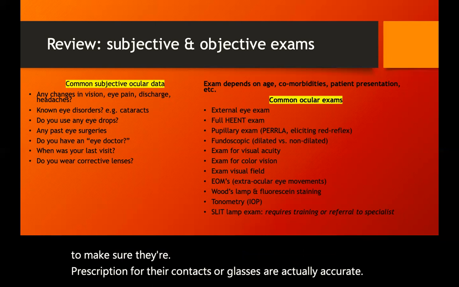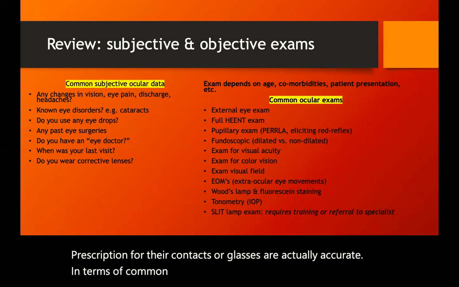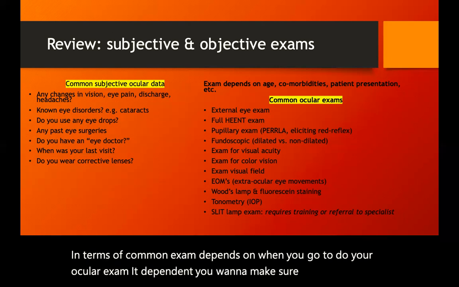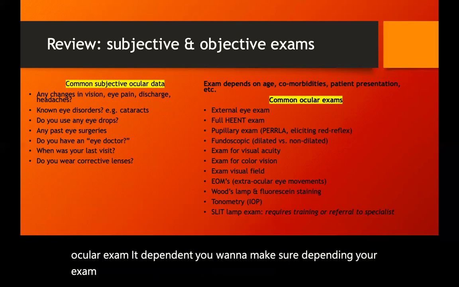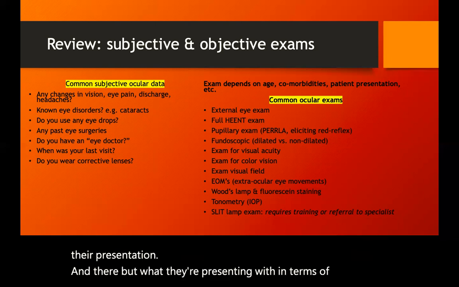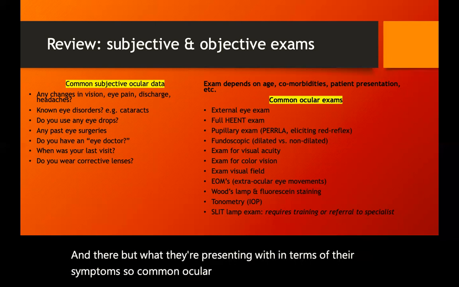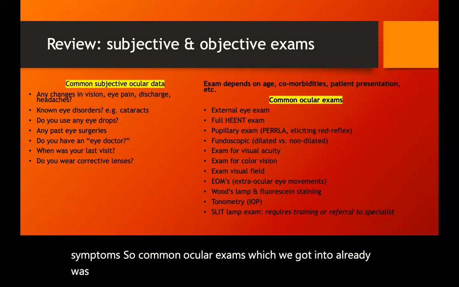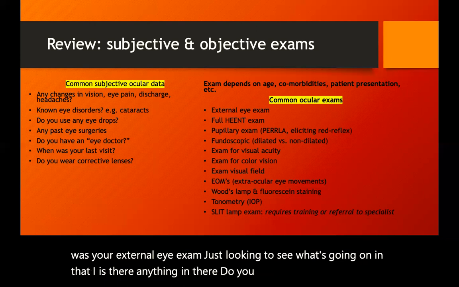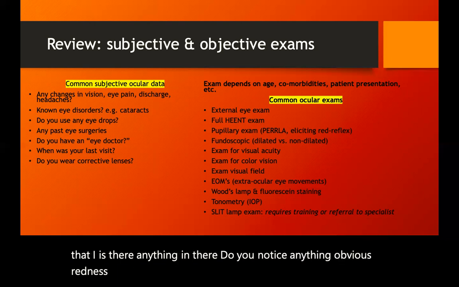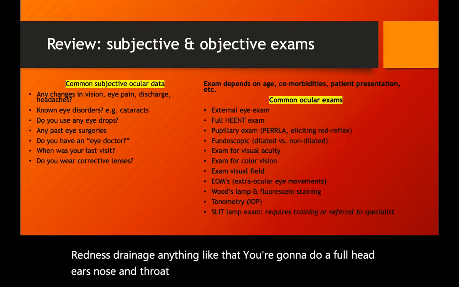In terms of common exams, depending on when you go to do your ocular exam, you want to make sure your exam is dependent upon the patient's age, any comorbidities, their presentation, and what they're presenting with in terms of their symptoms. So common ocular exams, which we got into already, was your external eye exam, just looking to see what's going on in that eye. Is there anything in there? Do you notice anything obvious, redness, drainage, anything like that? You're going to do a full head, ears, nose, and throat exam, eyes, ears, nose, and throat exam.